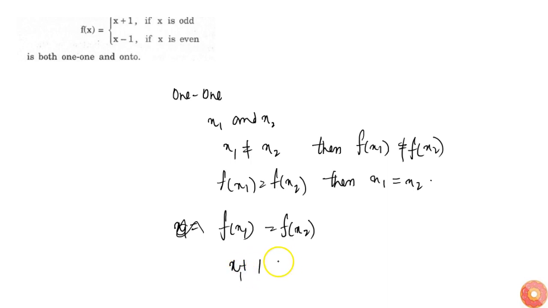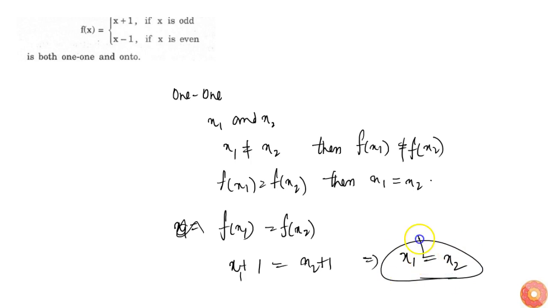get x1 plus 1 is equal to x2 plus 1. That implies, if 1 and 1 cancel on both sides, this becomes x1 equal to x2, which is required to show for a one-one function.